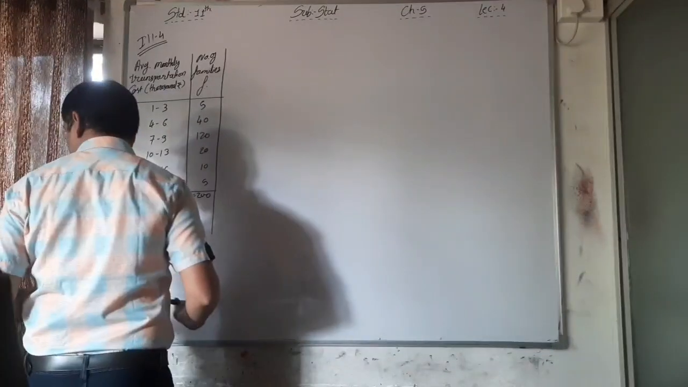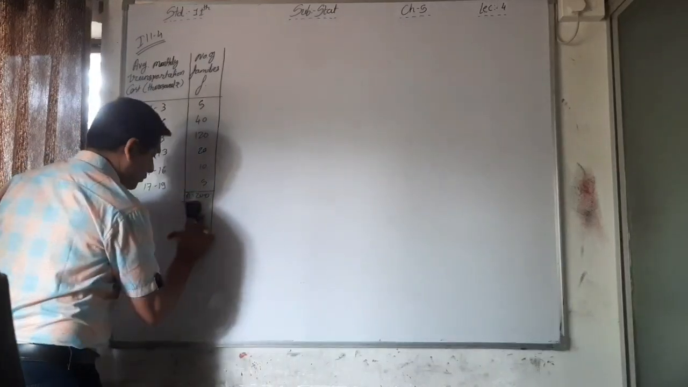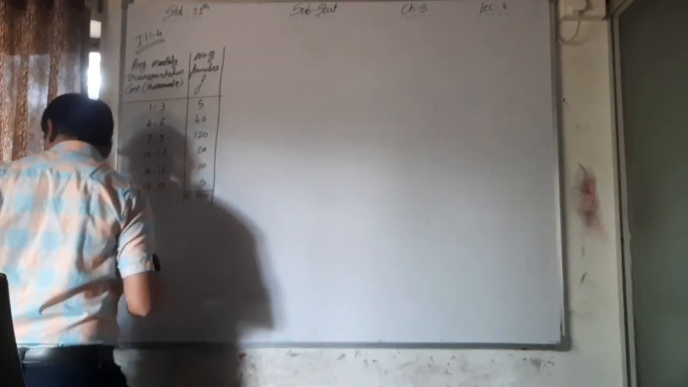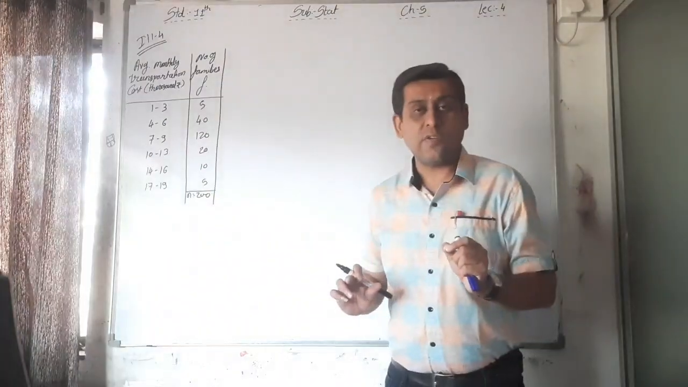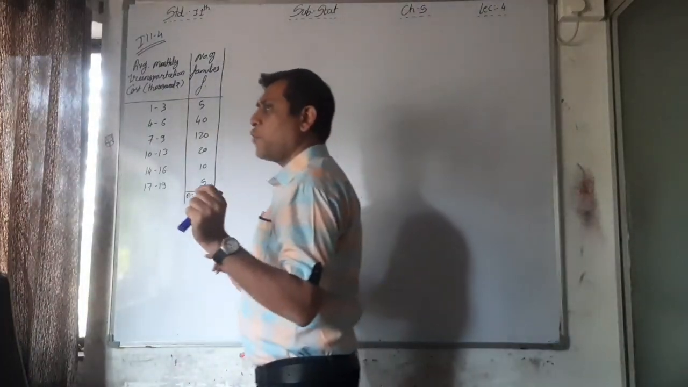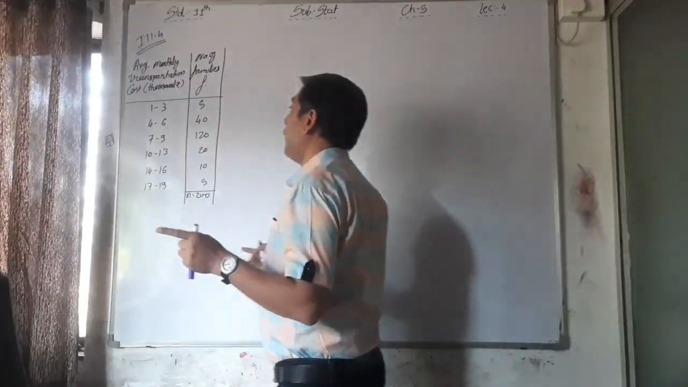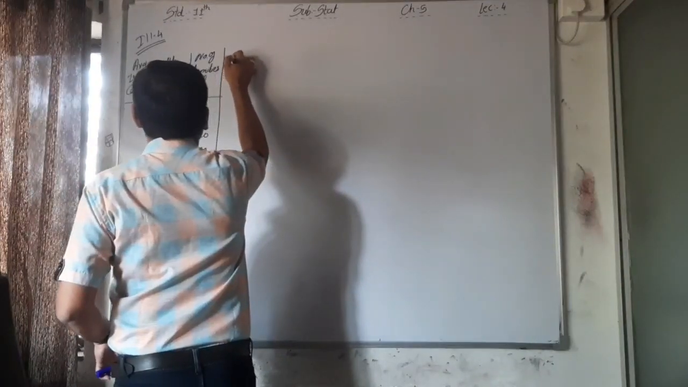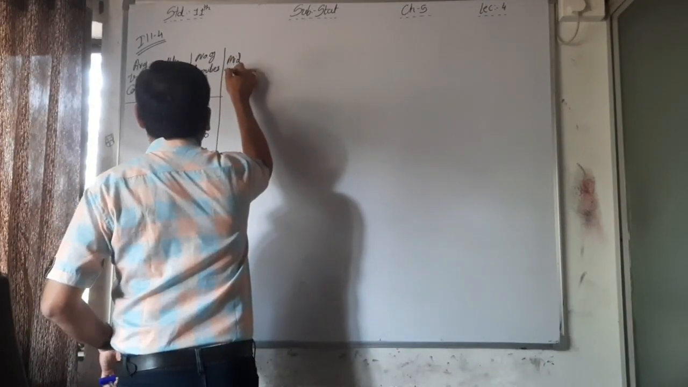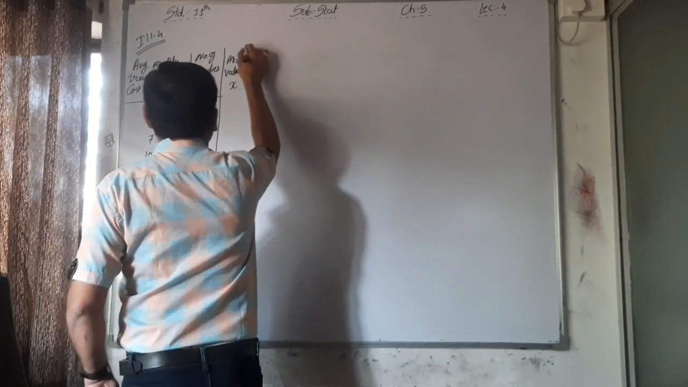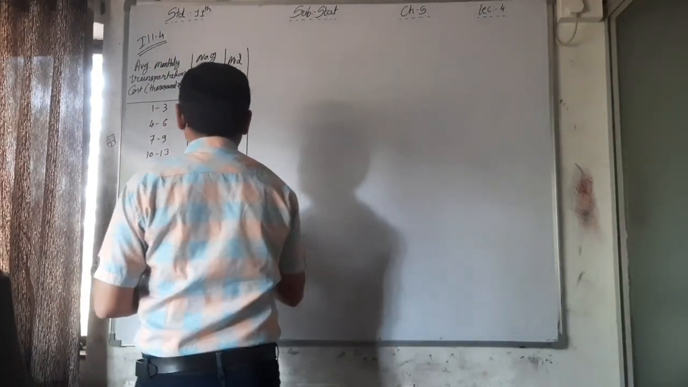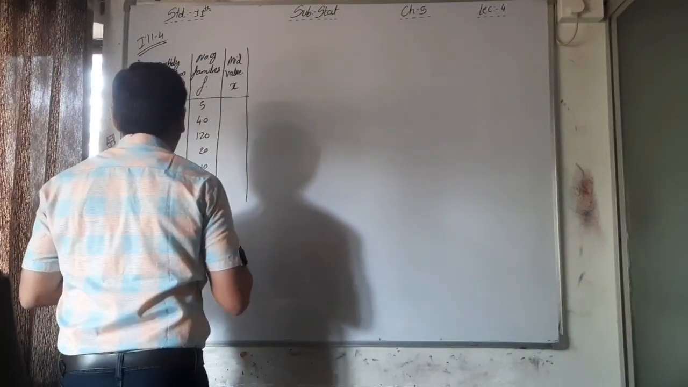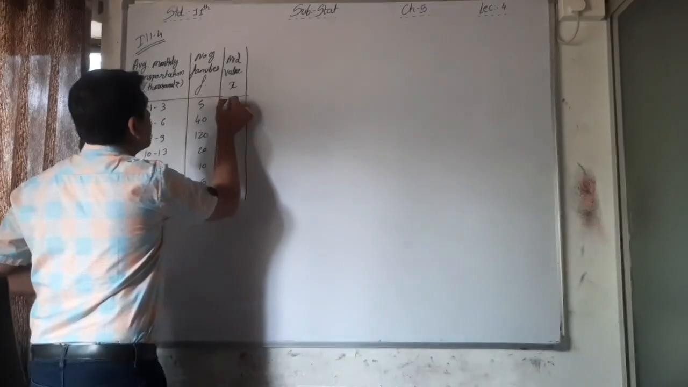Okay. Now see which method we have to use here. X is not given. Here the class is given. That's why first of all we have to find out the x bar, and for x bar we have to find out the mid values. So here mid value x is equal to 1 plus 3 divided by 2, that is 4 divided by 2, that is 2.